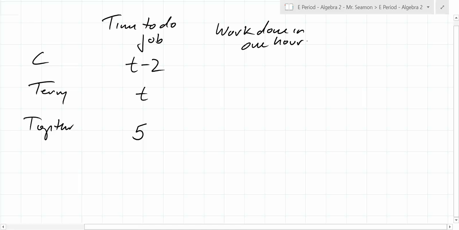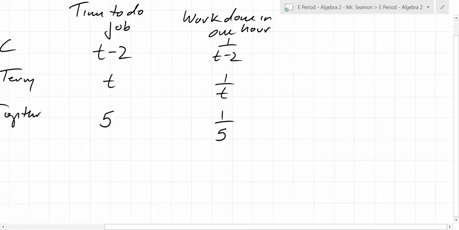If it was in minutes, it would be per minute, whatever the unit of time is, hours, minutes. Just make sure it's consistent. So if it takes Terry T hours to do the job, how much of the job does he do in 1 hour? 1 over T. What about Callie? 1 over T minus 2. And together, how much of it is in 1 hour? 1 over 5.